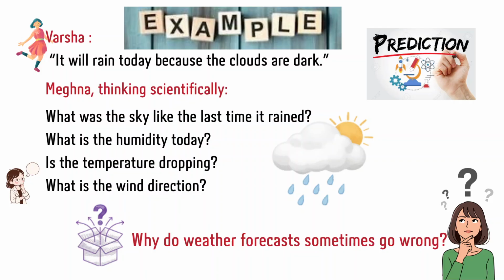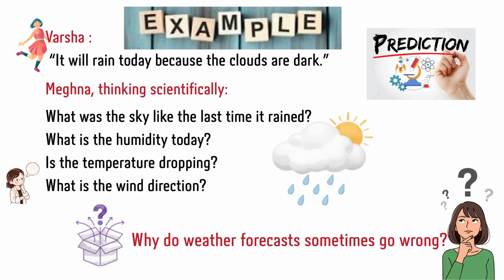Imagine Varsha saying it will rain today because the clouds look dark. A scientific mind like Meghna asks deeper questions. What is the humidity today? Is the temperature dropping? What was the weather like before previous rains? She looks for measurable evidence and patterns. Science remains open to correction by nature itself.